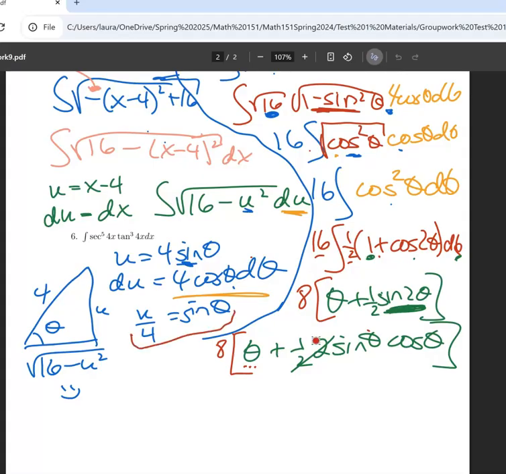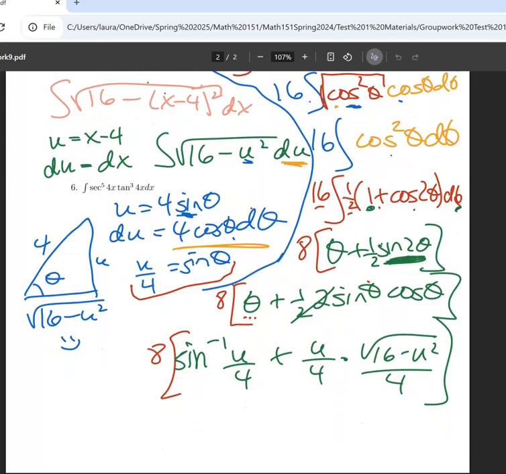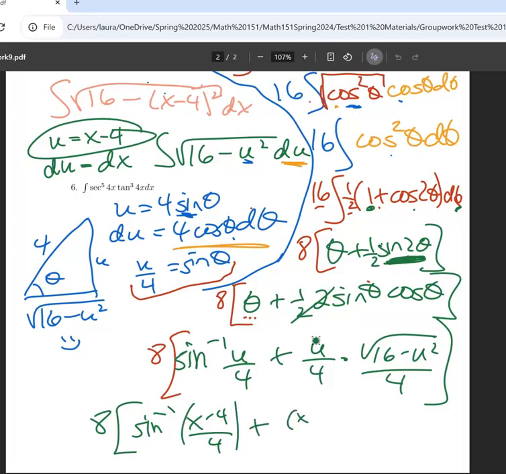Now I'm ready to find out, how do I get theta? Oh, right. I take this and I take the inverse sine of both sides. So this would be the inverse sine of u over 4 plus sine of theta, you know, is u over 4 times the square root of 16 minus u squared over 4. And then what's the u equal to again? Oh, yeah, x minus 4. Good thing you have it written up there nice and neat. So sine inverse of x minus 4 over 4 plus x minus 4 over 4 times the square root of 16 minus x minus 4 squared over 4 plus c.